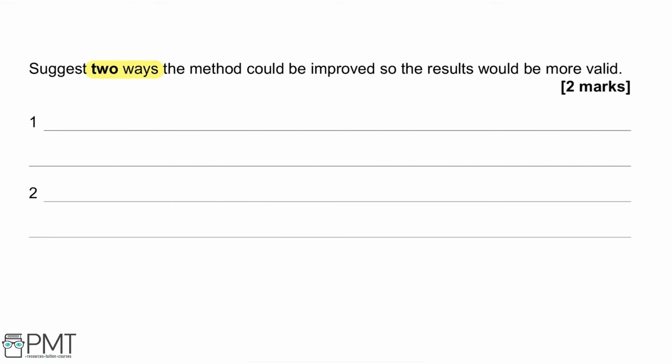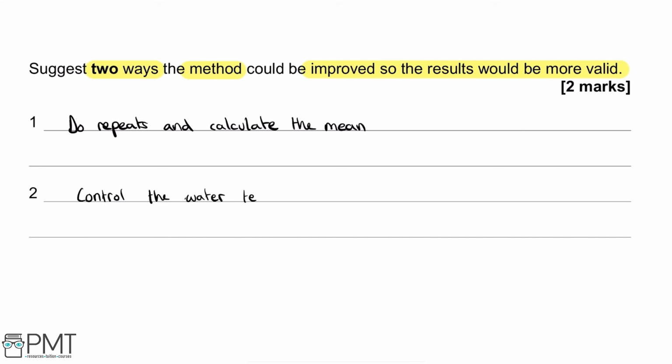Suggest 2 ways the method could be improved so that results would be more valid. So there are several options that you could go for on this one. One might be doing repeats and then calculating a mean value. Another might be controlling the temperature of the water that your pondweed is in. And you only need 2 points to get those 2 marks, but there are some alternatives as well.